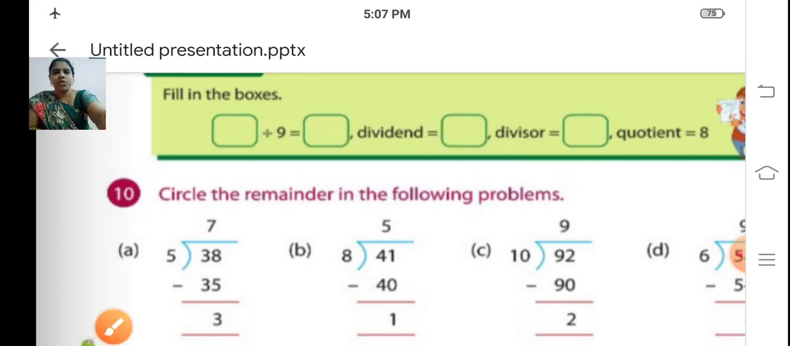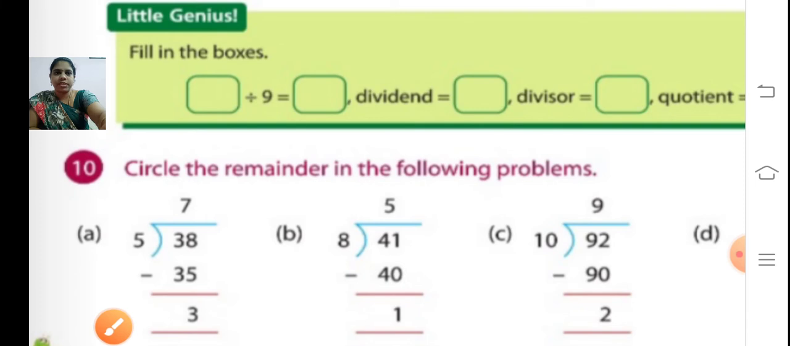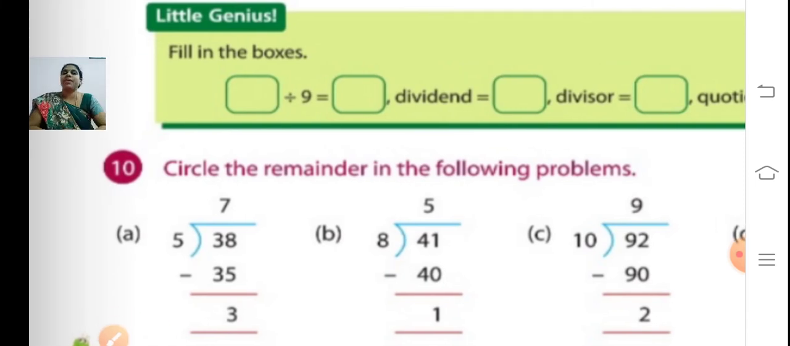Now we'll move on to the concept of circling the remainder in the following problems. Just now we saw what is remainder. Some number will be left over down, isn't it? That number is called as remainder.